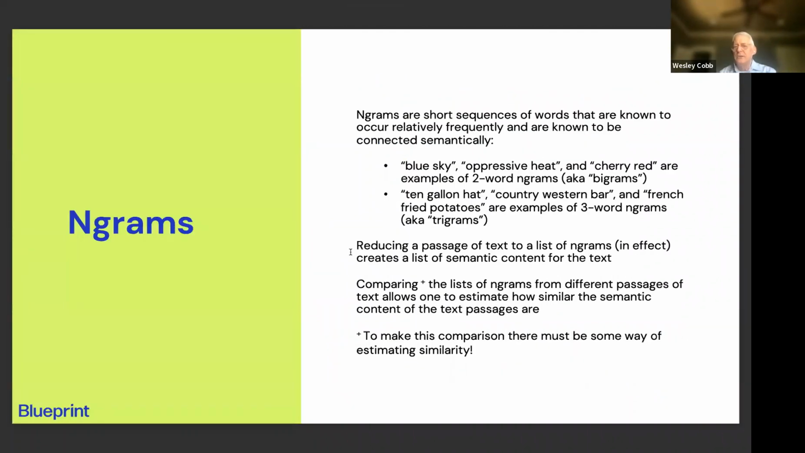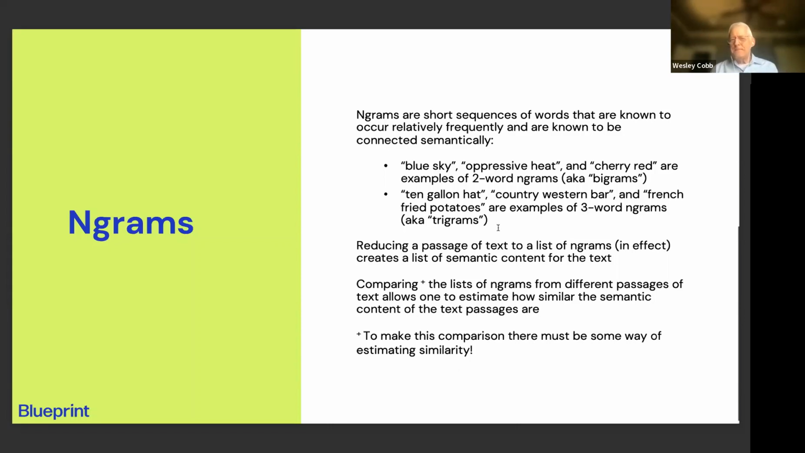Just to dig a little deeper on what an Ngram is: Ngrams are short sequences of words that occur frequently and are known to have some sort of semantic connection. If you think about pairs of words that you see a lot in language, blue sky, oppressive heat, cherry red, those are examples of two-word Ngrams, sometimes called bigrams or digrams. Then you've got three-word Ngrams: 10-gallon hat, country western bar, French fried potatoes, and so on. Those are trigrams. And there are 4-word and 5-word examples as well. You have relatively few beyond about 5. There are not too many things that have 6 or 7 words that are always tied together.